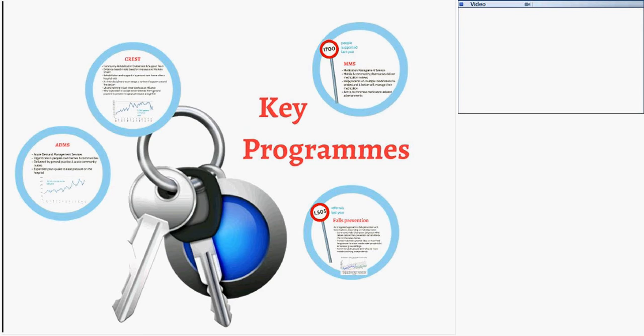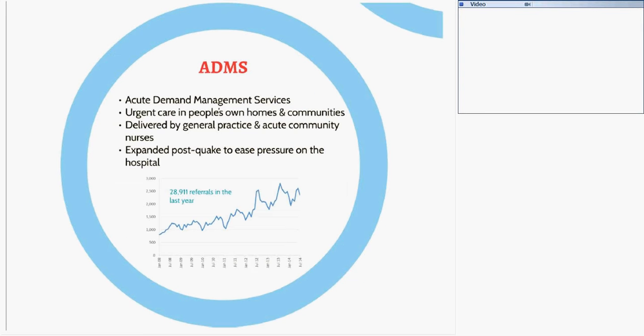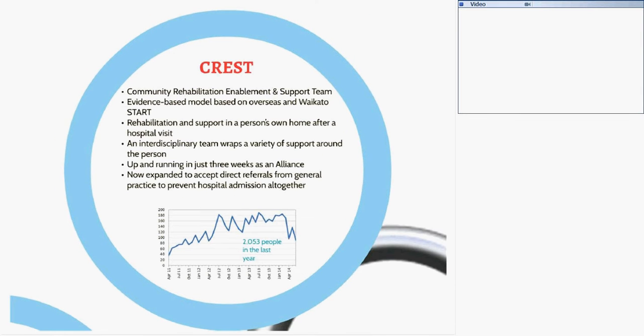We've also had a number of key programs that we've invested in. The first one is the Acute Demand Management Program, which is a program that is provided through general practice and community-based providers, and it is focused on doing whatever it takes to keep people out of hospital. In the last year in Canterbury, we managed 30,000 people in a community setting where anywhere else in New Zealand they would have presented to ED and or been admitted to hospital.